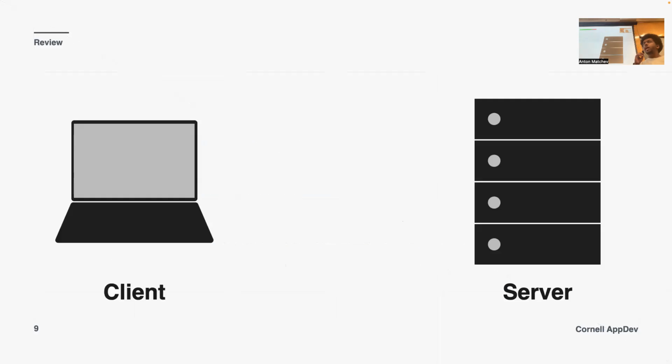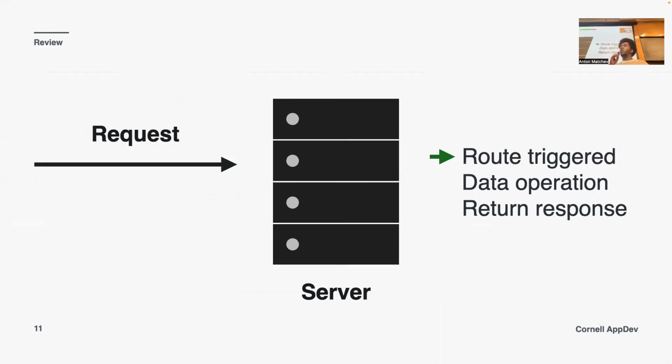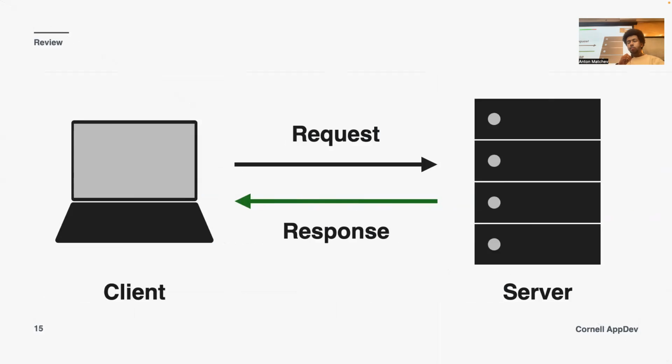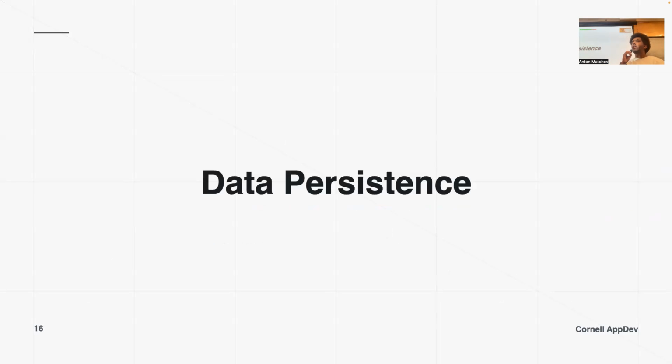So here we have our client laptop and our server as a server computer. Clients send the requests. The server will check the route to run the code for handling that request. It'll do data operations, depending on what it's doing, like creating a new task or updating a task, and so on. And then it'll return a response that goes back to the client. That's kind of what we talked about in our first week. And now we're going to be talking about how to actually make a server without using a Python dictionary.